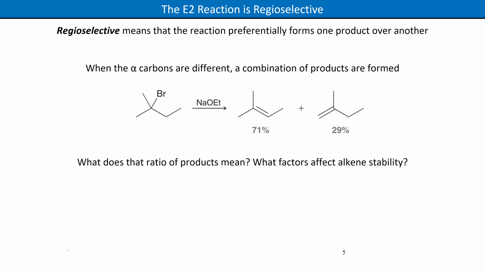Active carbon is the one that has the leaving group attached to it, and then the alpha carbons are the ones surrounding, one carbon removed from the active carbon. And so if our alpha carbons are different, that means there's more than one possible product we can get when we go through an elimination reaction.